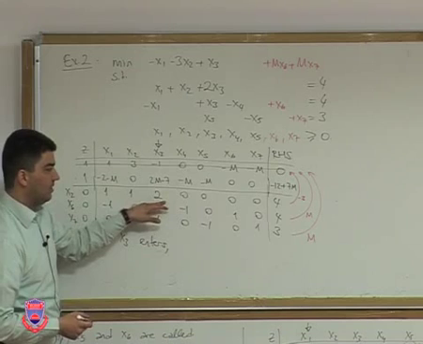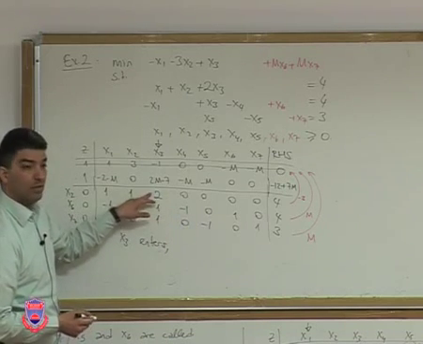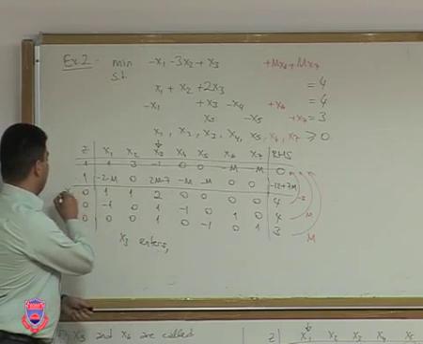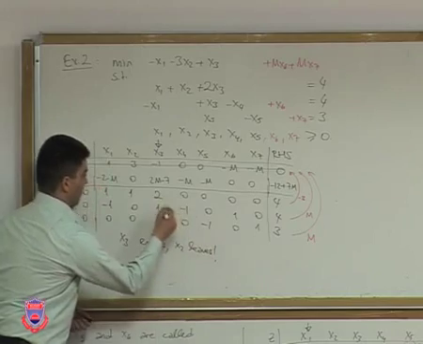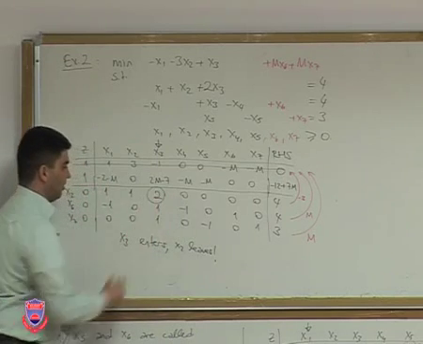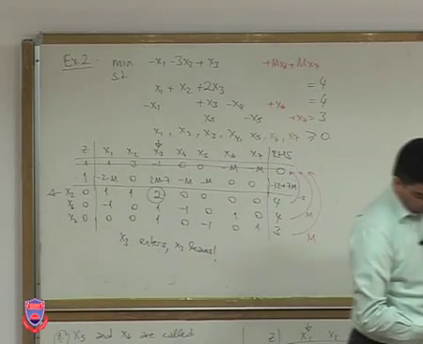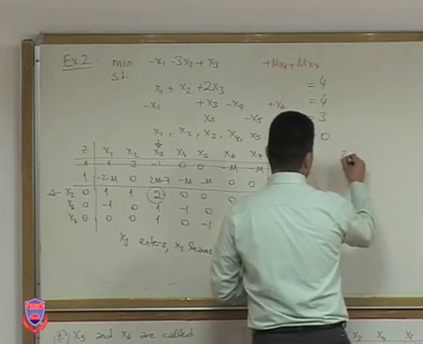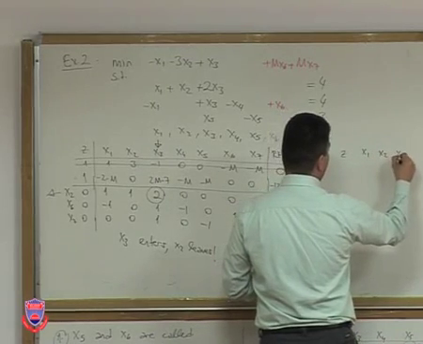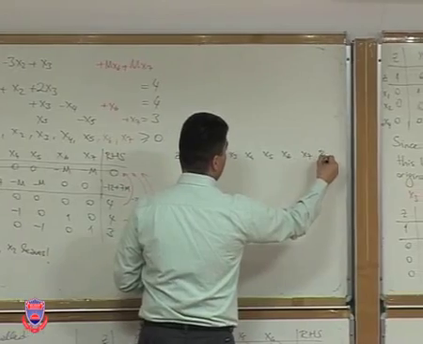I have 2 as the ratio in row 1. I have 4 as the ratio and 3 as the ratio. The smallest one is this one. So x2 leaves. So as a result, I'm going to pivot on this entry. So what does the second tableau look like? Well, so I have z, x1, x2, x3, x4, x5, x6, x7, and the right-hand side.